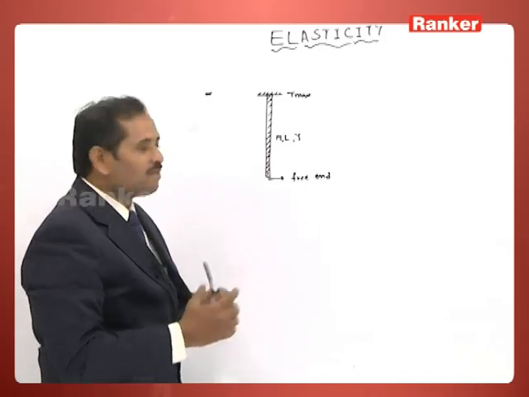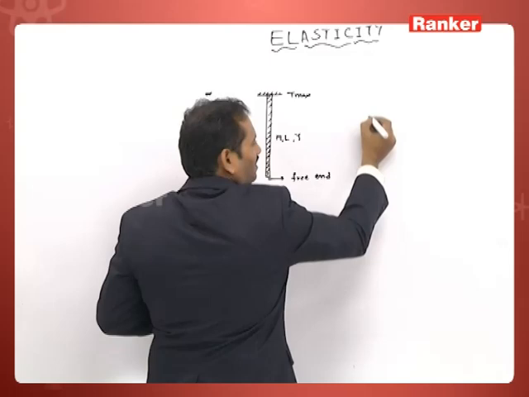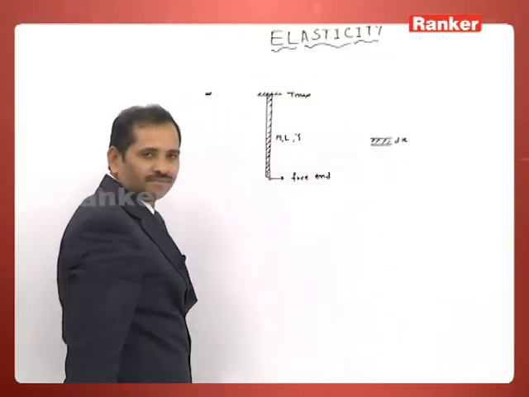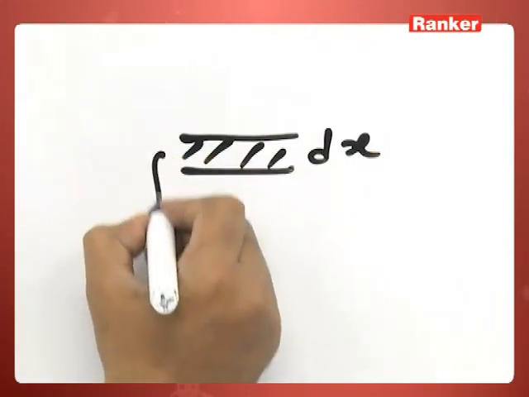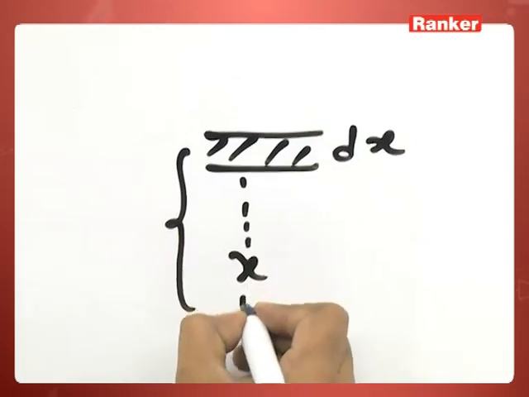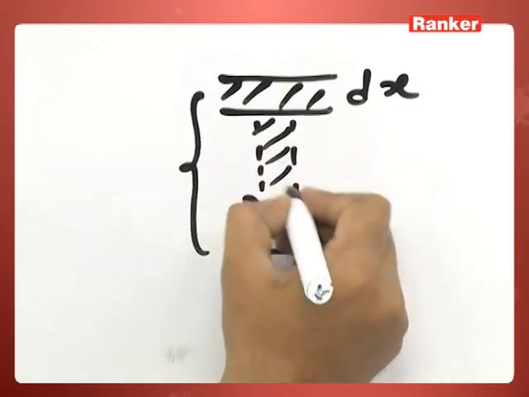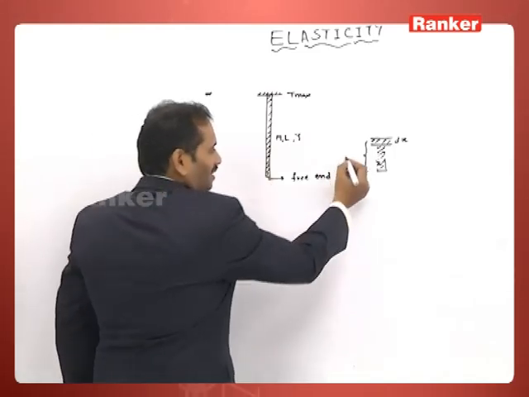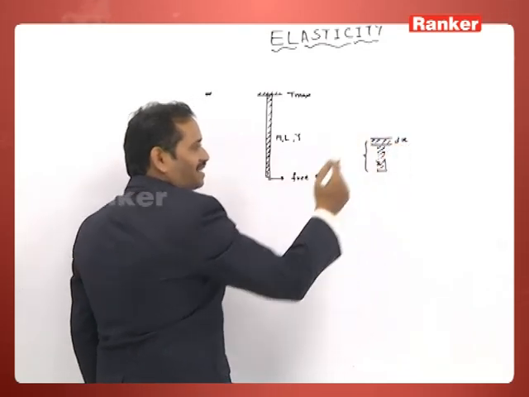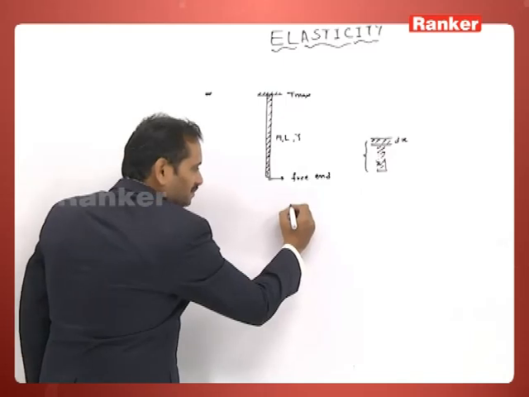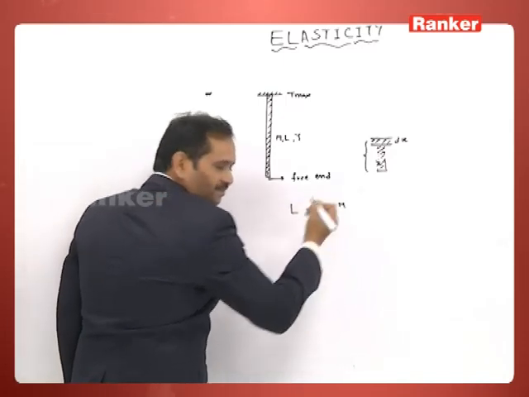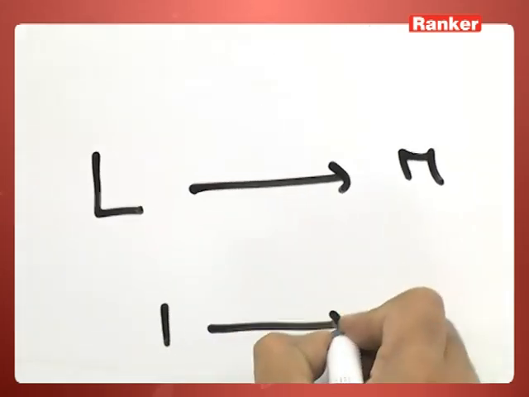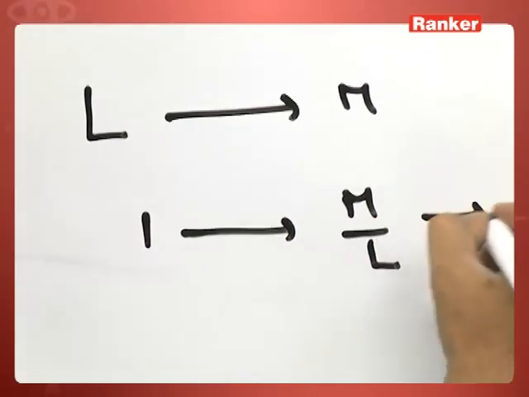Then how do we solve this type of problem? Look at it, please. Consider a small element of length dx in the string, at a distance x from the free end. Sir, why are you considering from the free end? Because free end tension is 0, starting from 0. That's why I took the small element x, dx. Very simple. For length L the mass is capital M. Per unit length, it is M by L. This we call linear density.